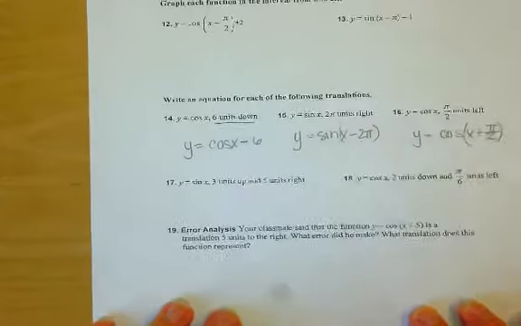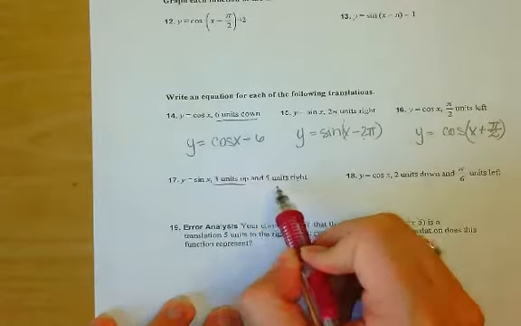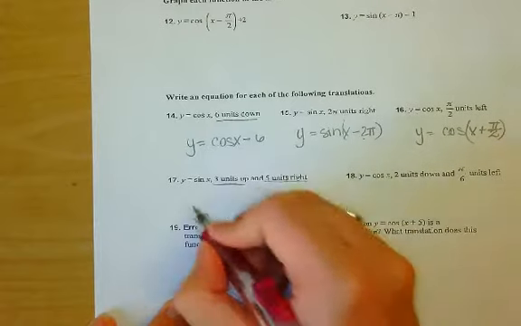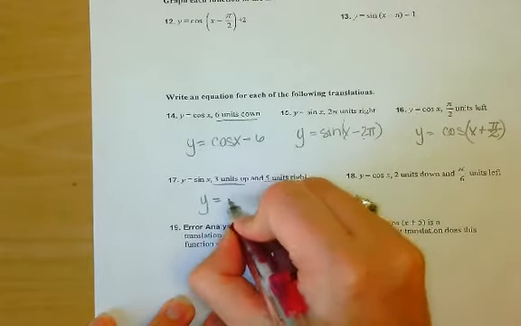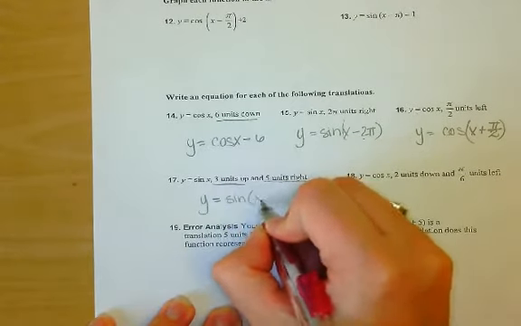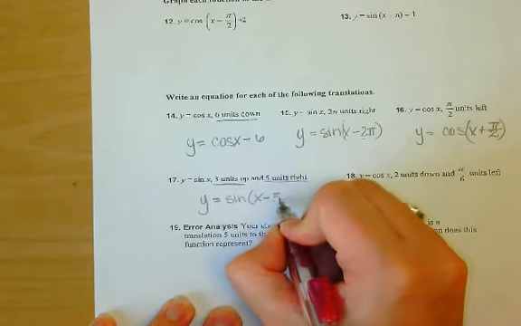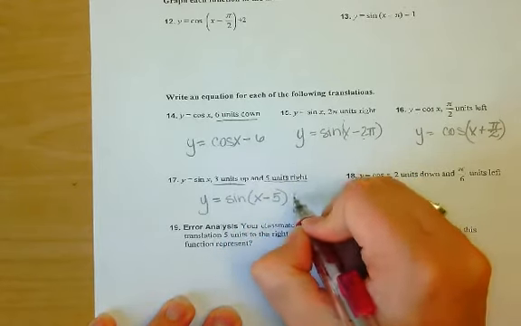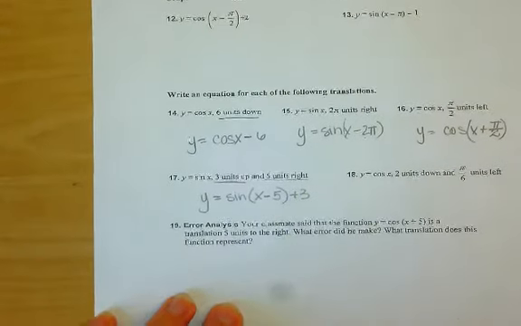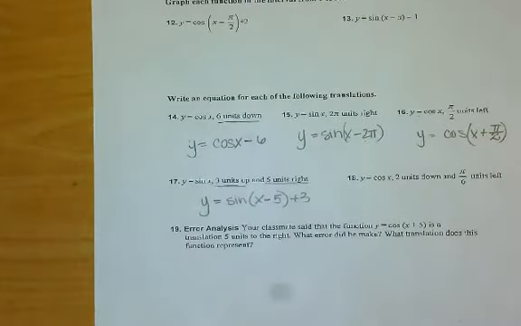Now for problem number 17, you have 2 translations. You have up 3, but 5 units to the right. So I'm going to have y equals the sine of x, and then I have 5 units right, so that's going to be minus 5, and then up 3 makes it a plus 3 on the end. So your transformation rules are pretty much the same rules that we've been following all along. Same rules apply for our transformation functions.